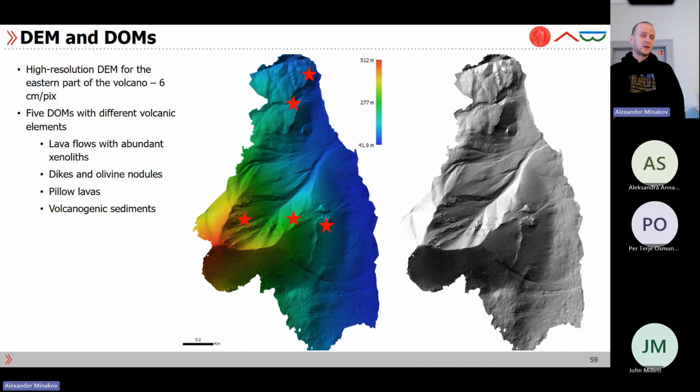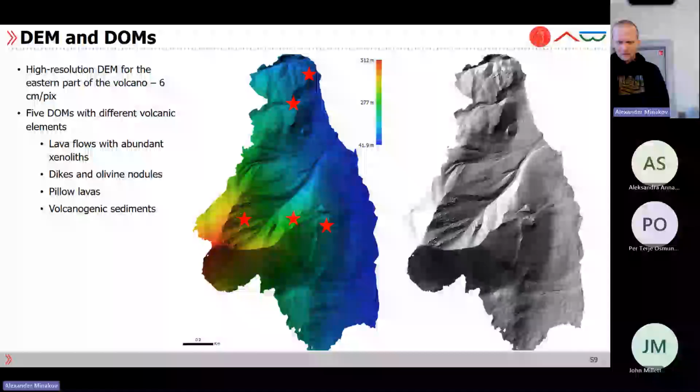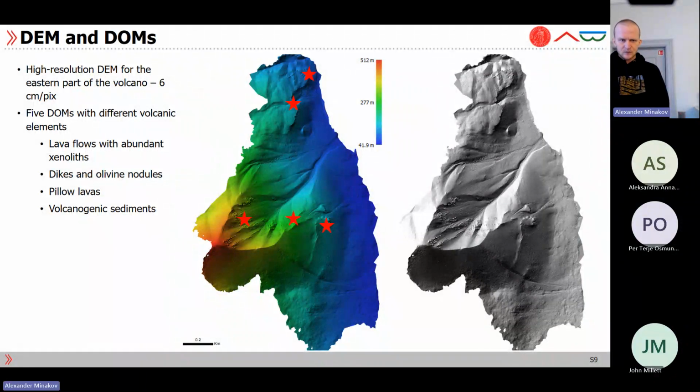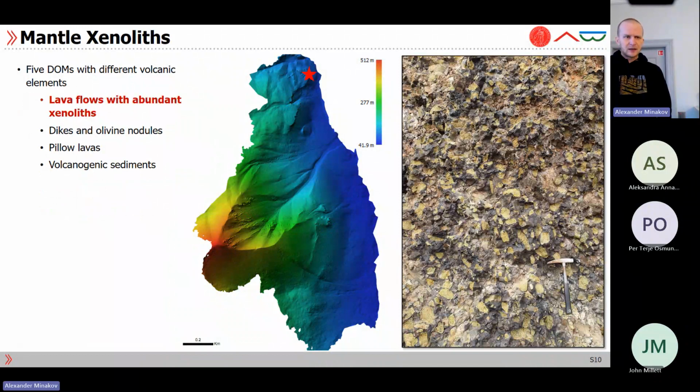So now I want to focus on only 5 digital outcrop models of different localities, which are showing different volcanic elements, which are lava flows with abundant xenoliths, dikes and alluvial nodules, pillow lavas, and volcanogenic sediments, and they're all shown here by the stars. So I will start with the lava flows with xenoliths.